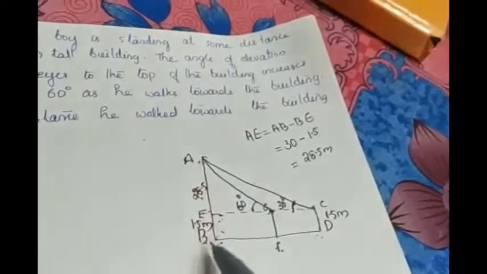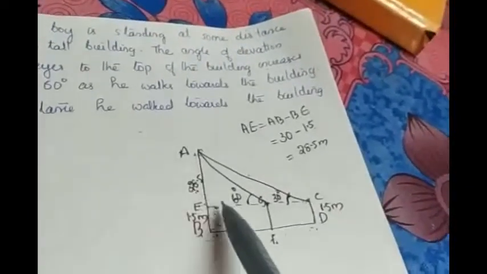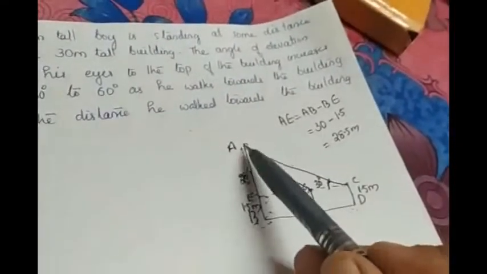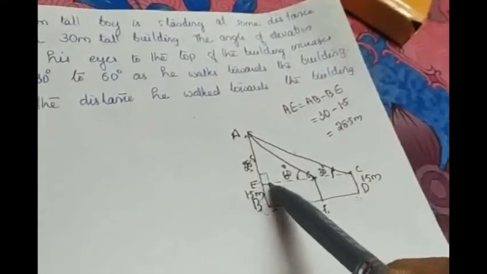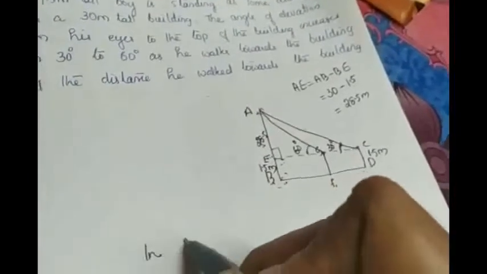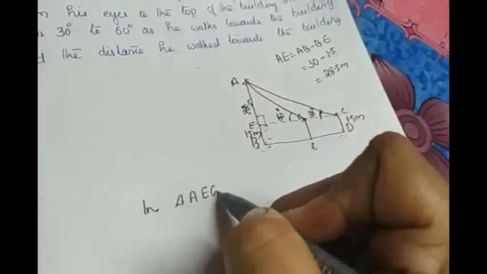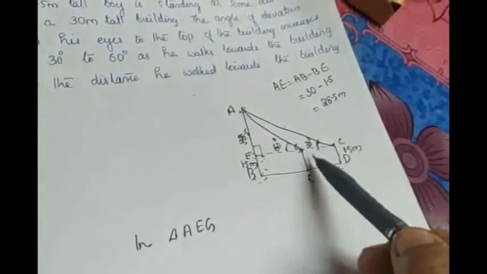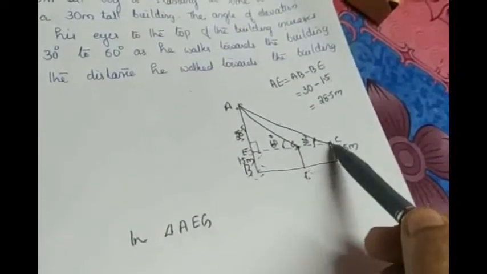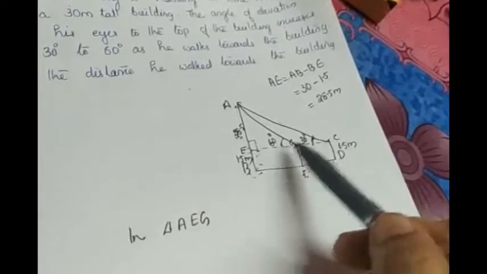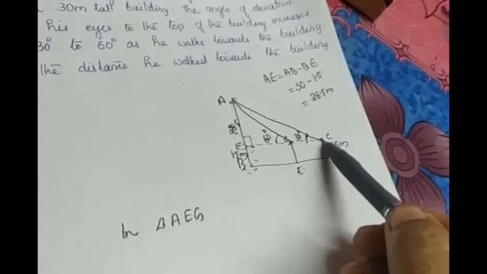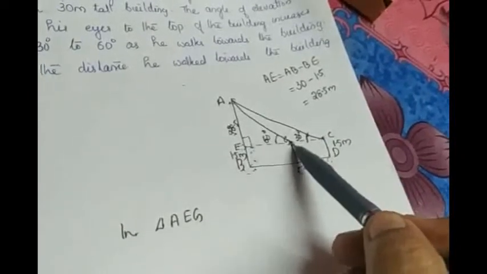Don't use AB. We can only apply AE here. So we are going to take the triangle AEG. This is a right triangle. In right triangle AEG, we know the length of AE and we need EG. Actually, we need FD, which is equal to CG, and CG is a part of EC, isn't it? So instead of finding EC directly, we are going to calculate EG.